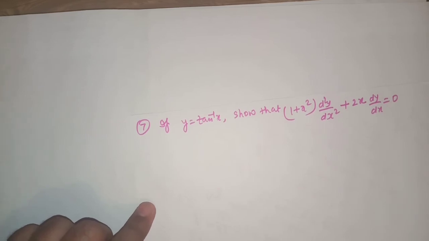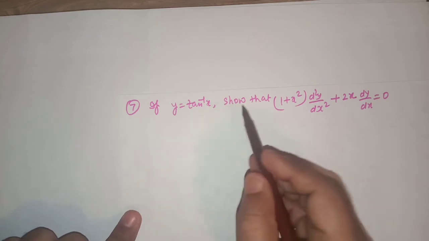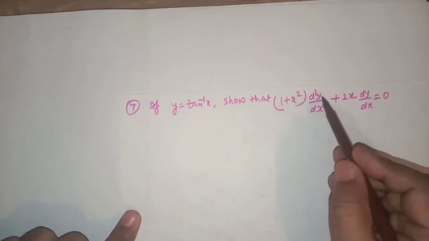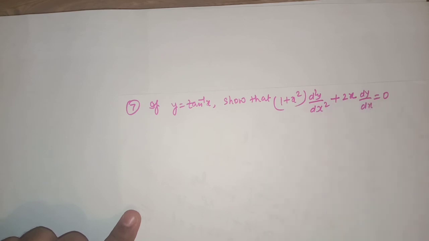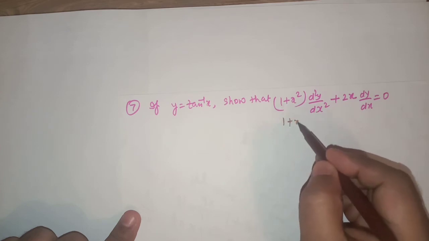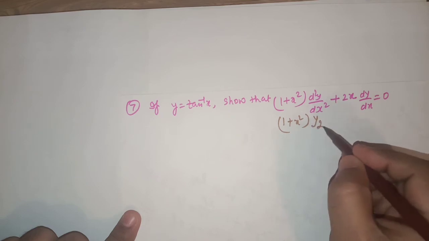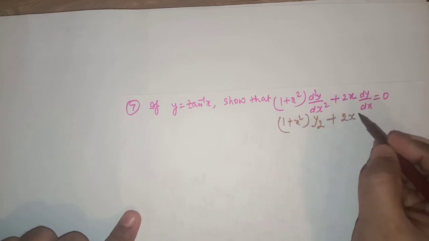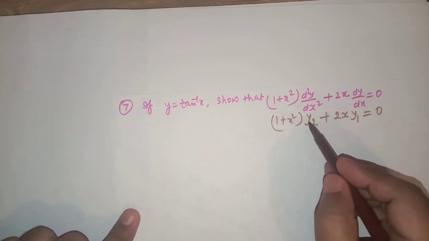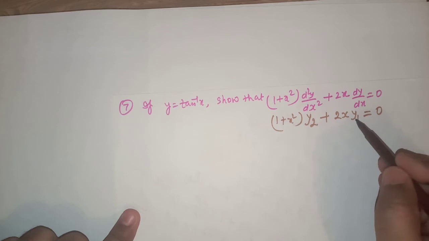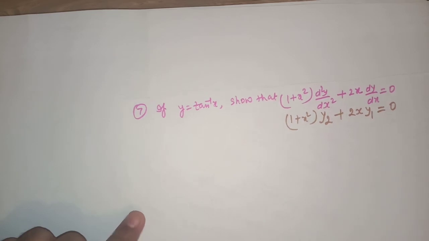So viewers, let us take this problem. Here we have y equal to tan inverse of x, and we have to show 1 plus x square d2y over dx2 plus 2x dy over dx equal to 0. Now this expression can also be written as 1 plus x square y2 plus 2x y1 equal to 0. Or we can write y double prime in place of y2 and y prime in place of y1. So let us solve this problem.